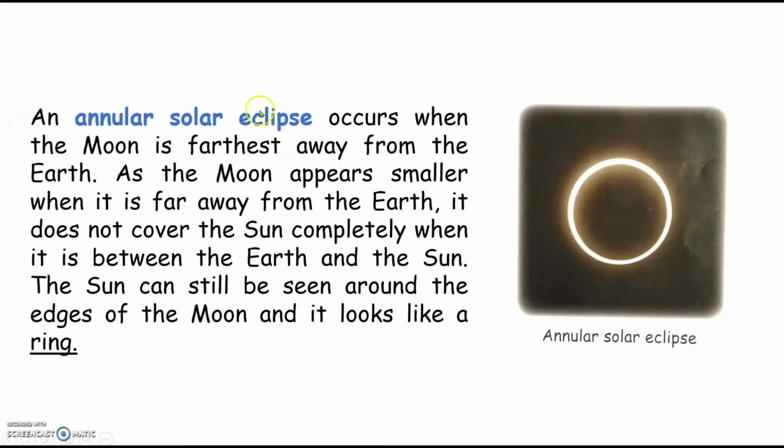An annular solar eclipse occurs when the moon is farthest away from the earth, as the moon appears smaller when it is far away from the earth. It does not cover the sun completely when it is between the earth and the sun. The sun can still be seen around the edges of the moon, and it looks like a ring.